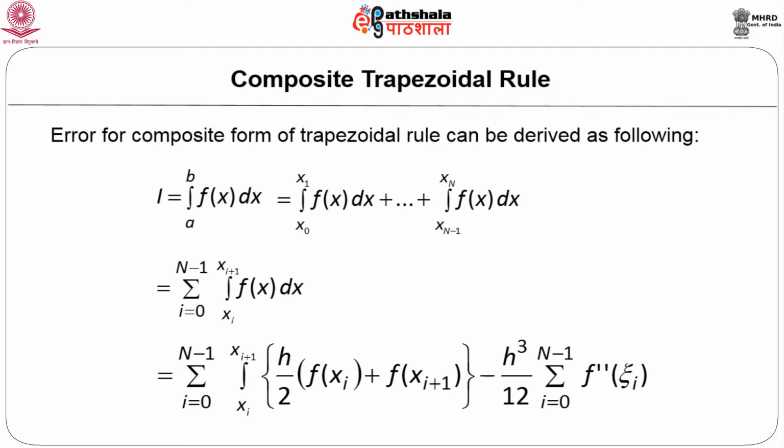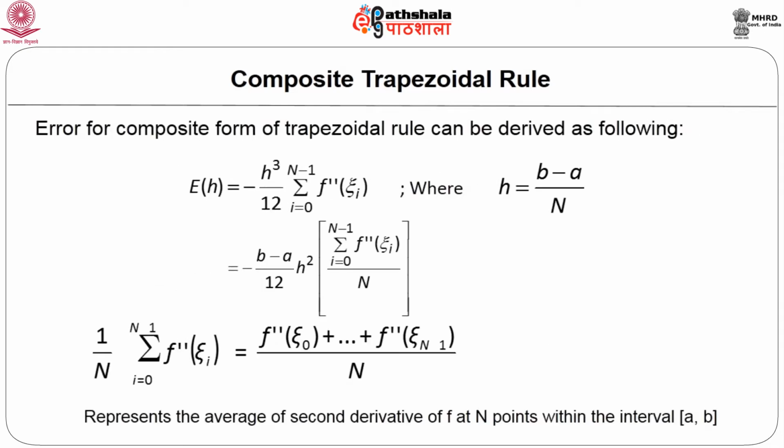h is the same for all, because we have taken uniformly spaced points, they are equidistant points. So h is the same for each application of the trapezoidal rule in the subinterval. So the result is minus h cube by 12 sigma i equal to 0 to n minus 1 of the second derivative of f at the point xi i.